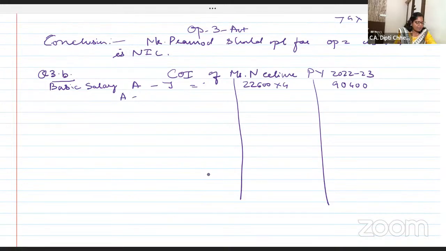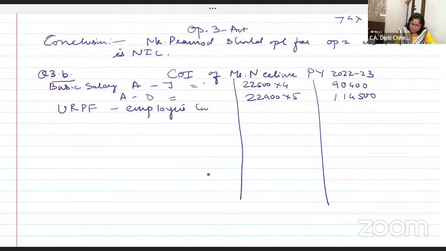August, September, October, November, December, 5 months. It is increased to 22,900 into 5. 10 months we will take for the calculation. 1,14,500. This is the basic. DA and all is not there. Now unrecognized provident fund.